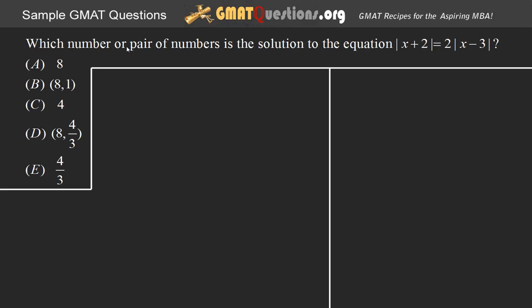Which number or pair of numbers is a solution to the equation absolute value of x plus 2 is equal to 2 times absolute value of x minus 3? Okay, let's write that down.